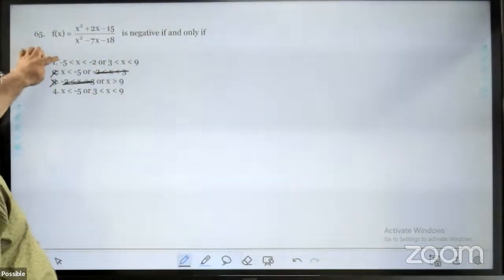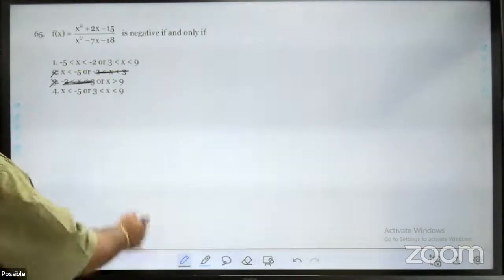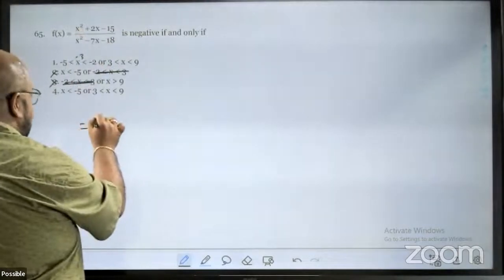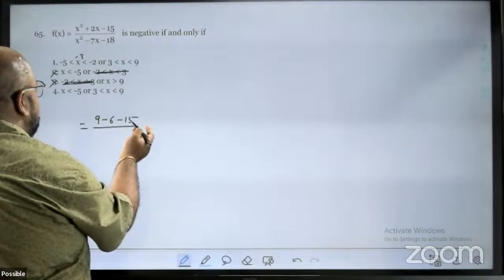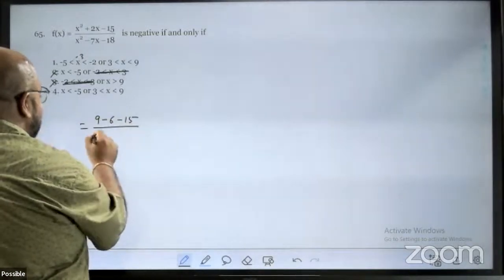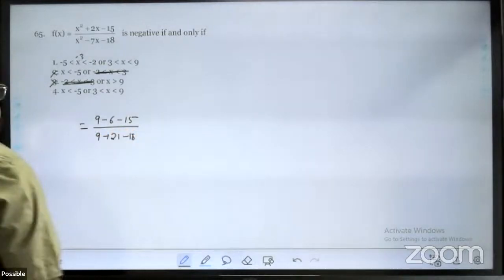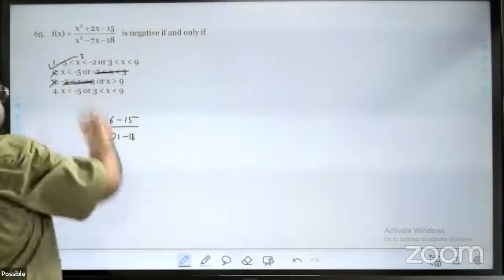In one case, it is between minus 5 and minus 2. In the other case, it is less than minus 5. So let us take x as minus 3. If I put x as minus 3, this becomes x square, 9, minus 6 minus 15, which will be negative 12. Sorry, negative 9 in the numerator, and the denominator becomes 4 minus 16, which is minus 12. So this becomes negative, right? And therefore minus 3 should be a solution, and so 1 becomes the answer.